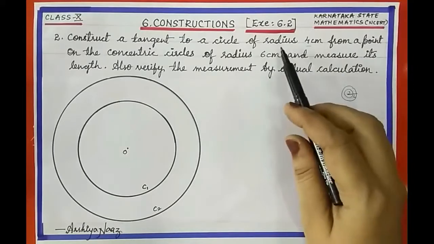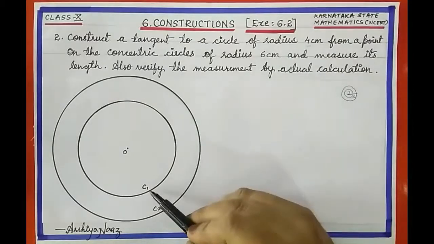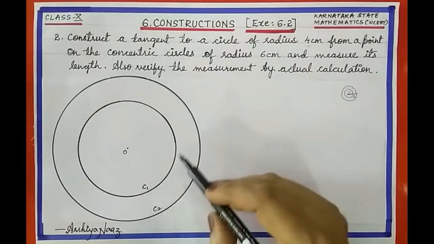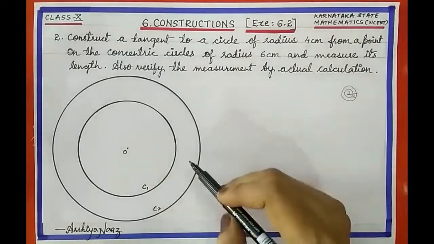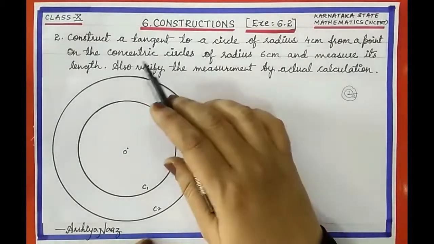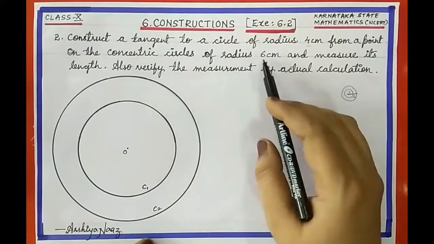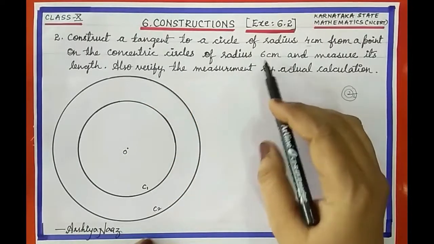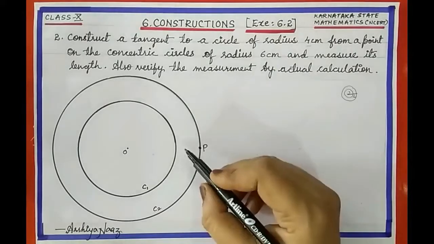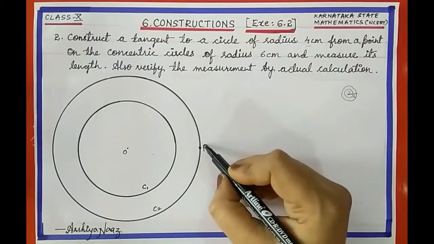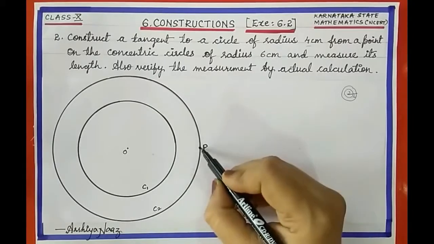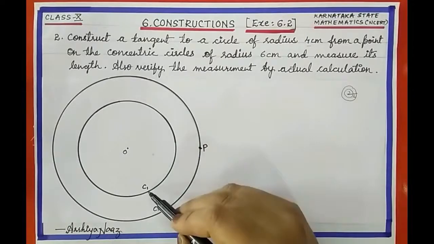The circle with radius 4 cm is the circle we have called C1. So for this C1 circle we have to construct the tangent from a point on the concentric circle of radius 6 cm. Here the 6 cm radius circle is C2. Let us mark a point on circle C2. Name this point as P. We need to construct a tangent to circle C1.